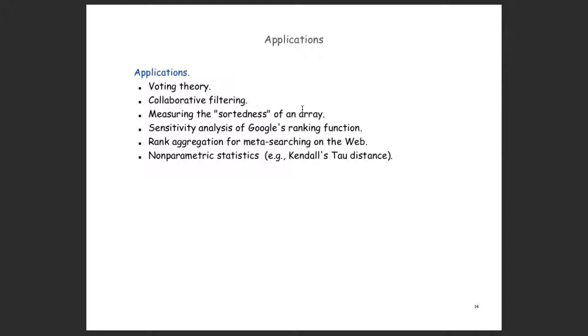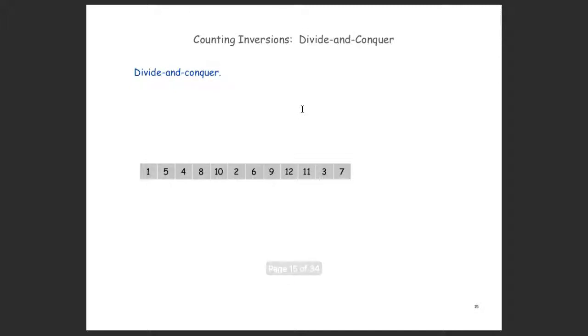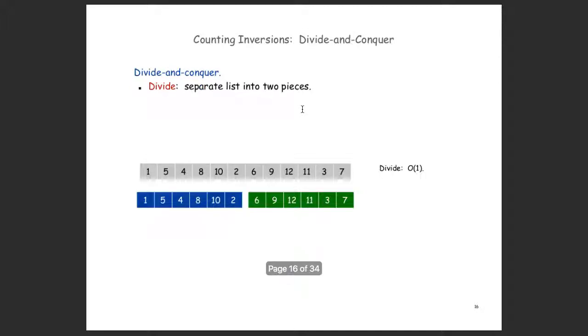There is a ton of applications for this: voting, collaborative filtering, measuring how sorted an array is, and that can tell us which algorithm we want to use. A bunch of things like that.